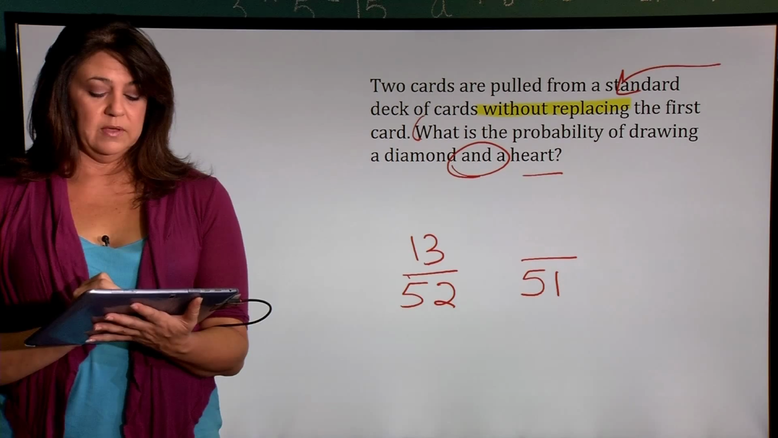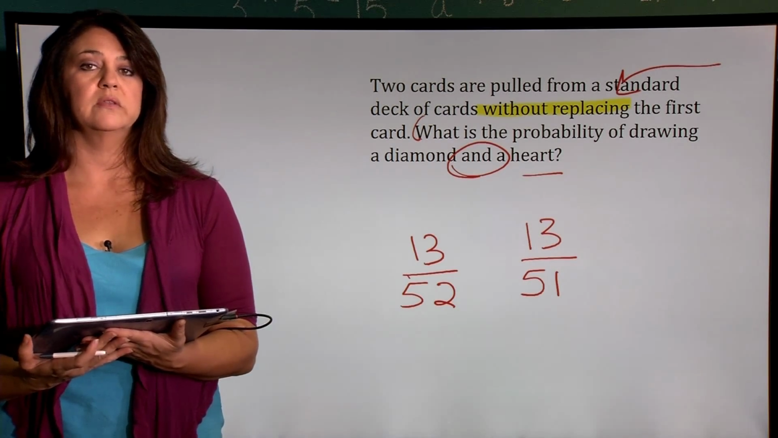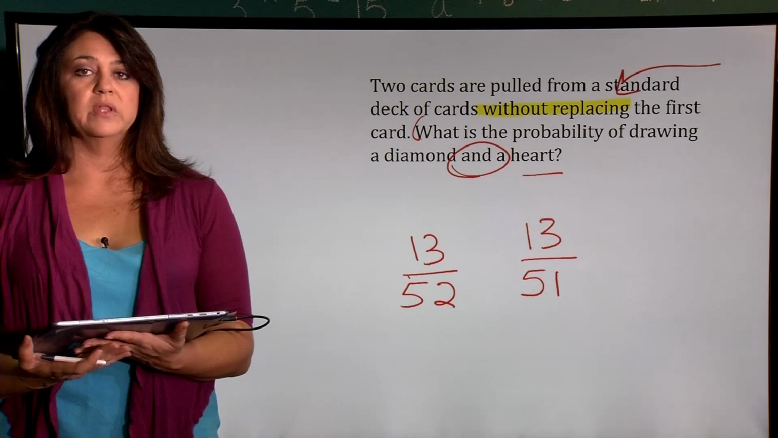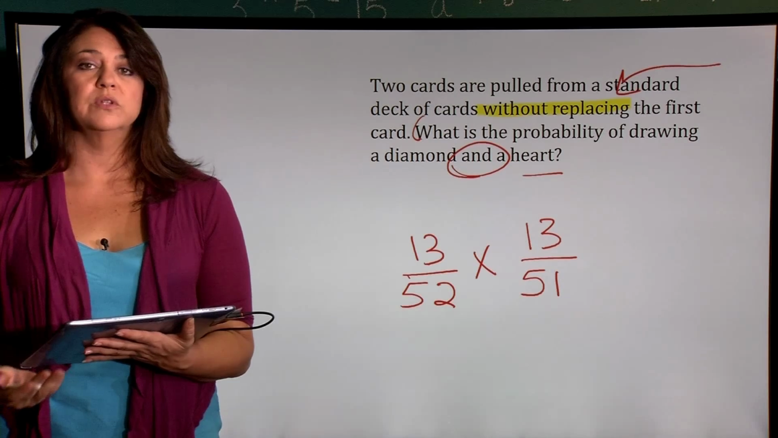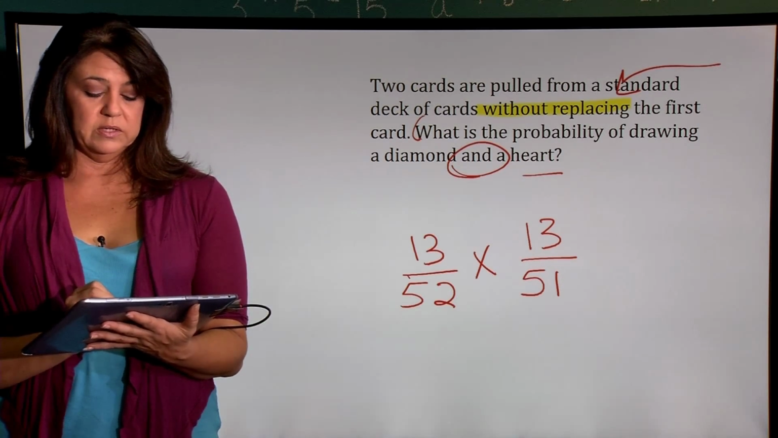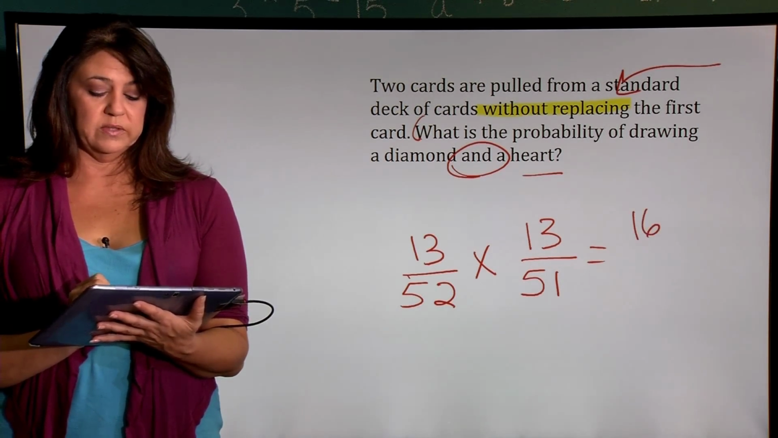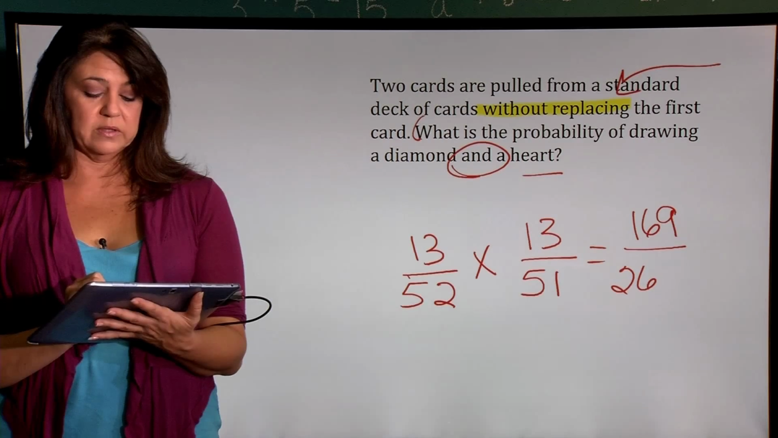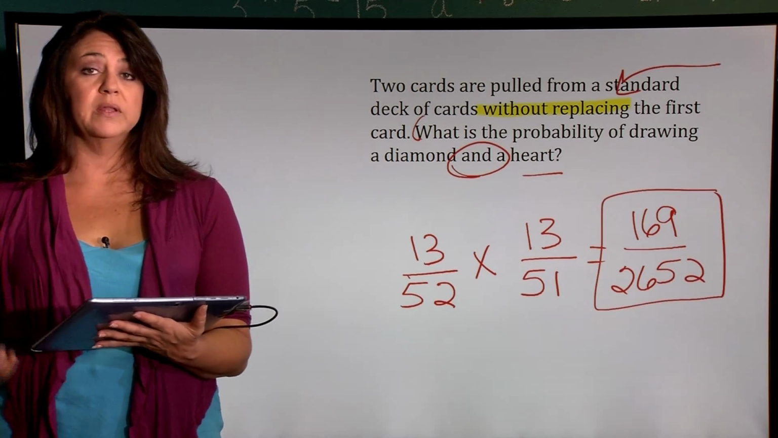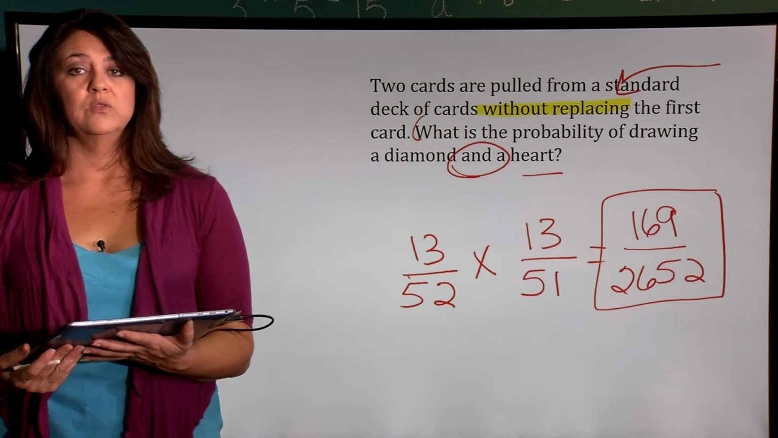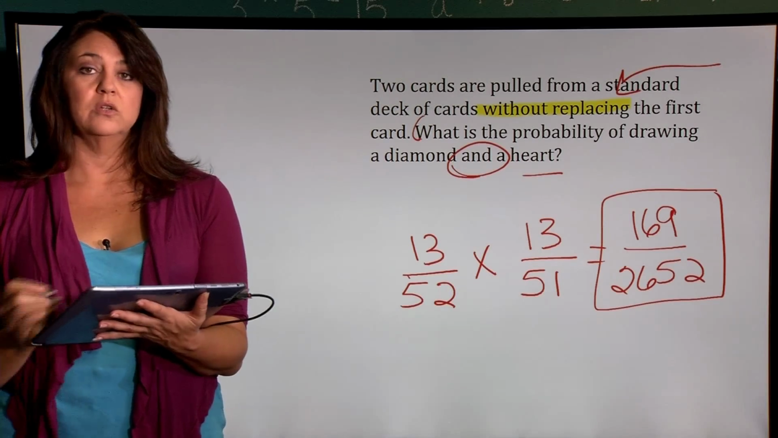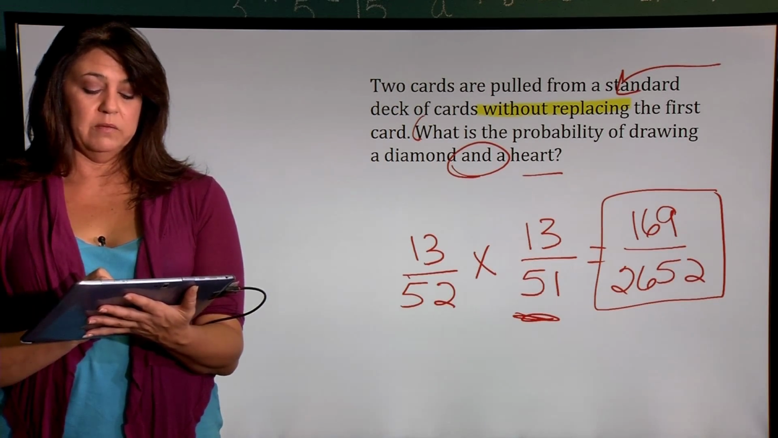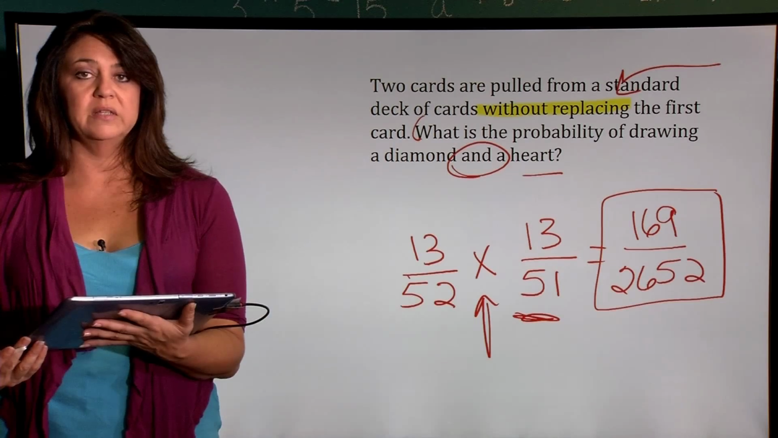Looking at the hearts, there are still 13 possible hearts in a deck of cards. So the probability for the second draw is 13 out of 51. Now we need to multiply these together. 13 times 13 is 169, and 52 times 51 is 2,652. So the probability of this compound event is 169 over 2652. Pay close attention to what's happening with the denominator, and then make sure you multiply both probabilities together.